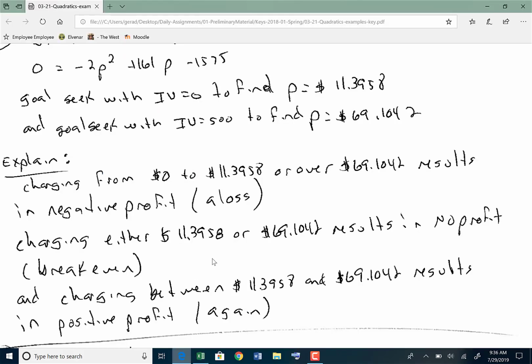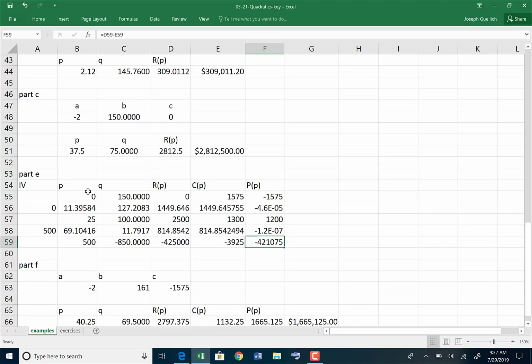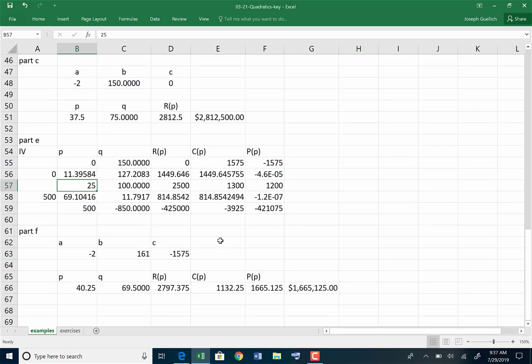So let's look at the explain, what that means. Charging between 0 and 11.39 or over the $69 amount, you lose money. Charging either of those amounts is the break even, there's no profit, and charging between those amounts results in positive profit. And that's not always the case. That's why I did the table of values, so that I could see less than is negative, greater than is also negative, and in between is positive. So don't always assume a pattern.